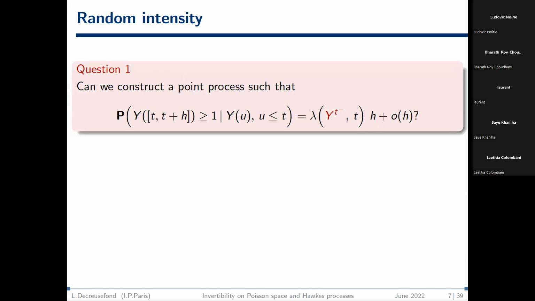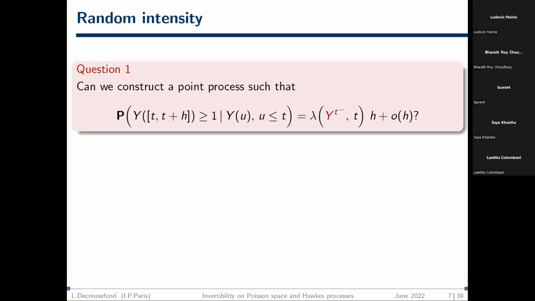Okay, I want the probability of an arrival between t and t plus h, given the sample path of my point process up to time t, to be something which depends on the whole path of Y up to time t, strictly before time t. I don't include time t in lambda. Okay, so can we construct such a point process which satisfies this equation?